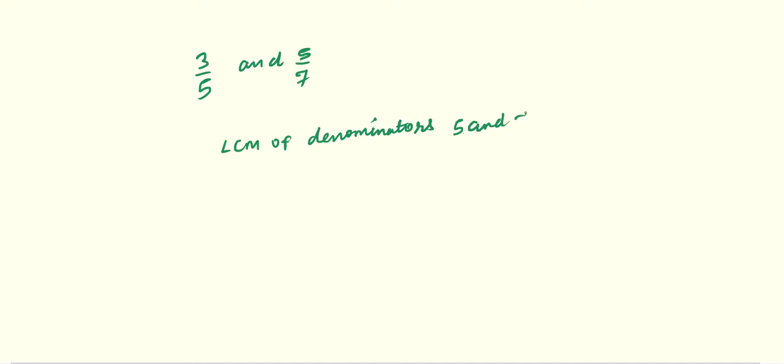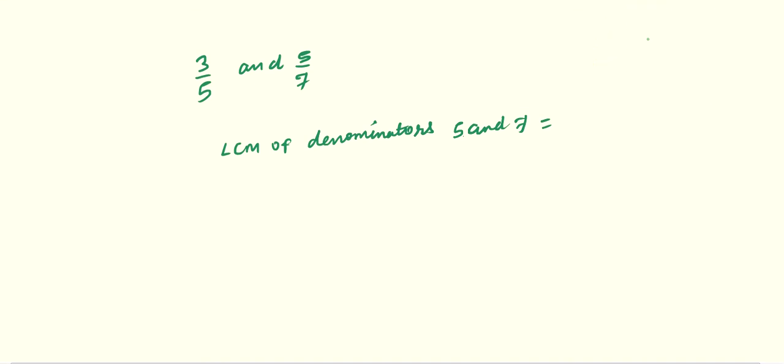First question is compare 3 by 5 and 5 by 7. So first, find the LCM of denominators. So LCM of denominators 5 and 7 is, so the LCM that we have to find for 5 and 7: 5 ones are 5, then 7 ones are 7, 5 into 7 is 35. So LCM is 35.